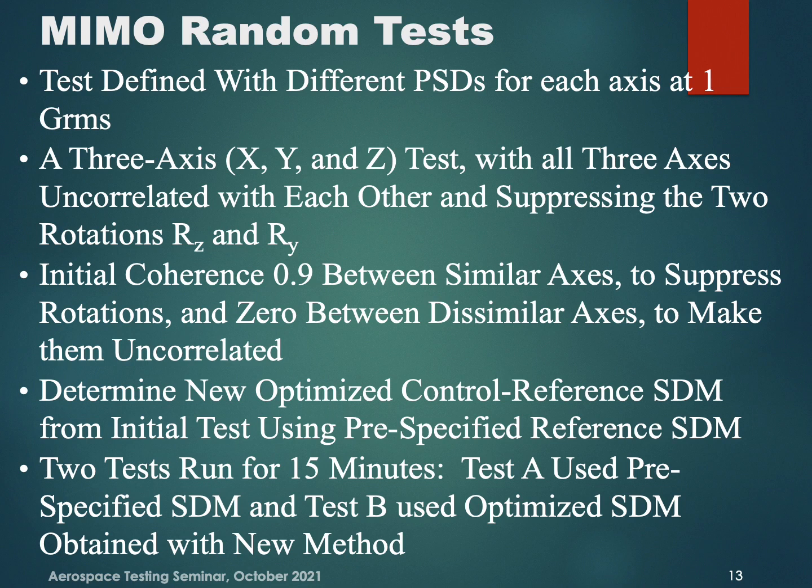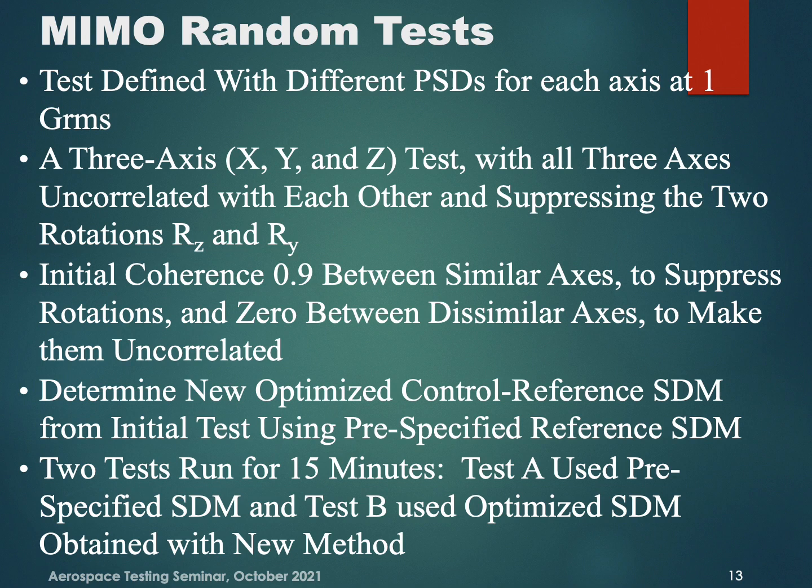The tests were defined with different PSDs for each axis at 1 GRMS. There were 3 axis tests, X, Y, Z, with all 3 axes uncorrelated with each other and suppressing the 2 rotations, RZ and RY. The initial coherence was set to 0.9 between similar axes, between the 2 Y shakers and the 2 Z shakers to suppress rotations, and 0 between dissimilar axes to make the overall motion uncorrelated between the 3 axes, thereby achieving a sphere of motion according to a 3-dimensional Gaussian distribution.